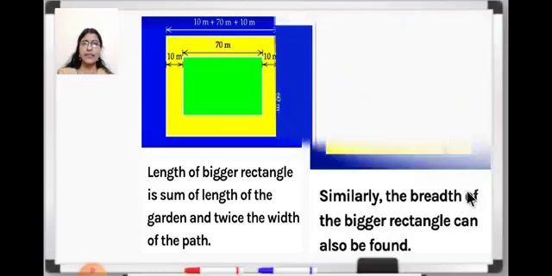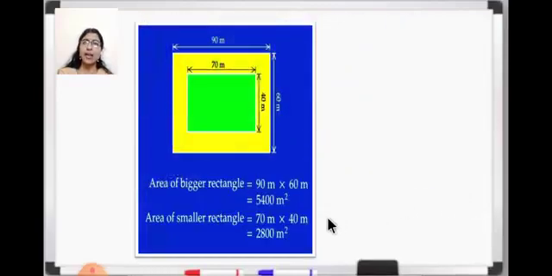Now what will you do in the next step? We are going to find out the area of both the rectangles, bigger rectangle as well as smaller rectangle. So first we'll write area of bigger rectangle, which is 90 multiplied by 60. Just now we have calculated length is 90 and breadth is 60. So 90 into 60 will be 5400 meters square. Now area of the smaller rectangle, which is the garden. Length is given as 70 meter and breadth is 40 meters. So these two we are going to multiply. On multiplication we will get 2800 meters square.